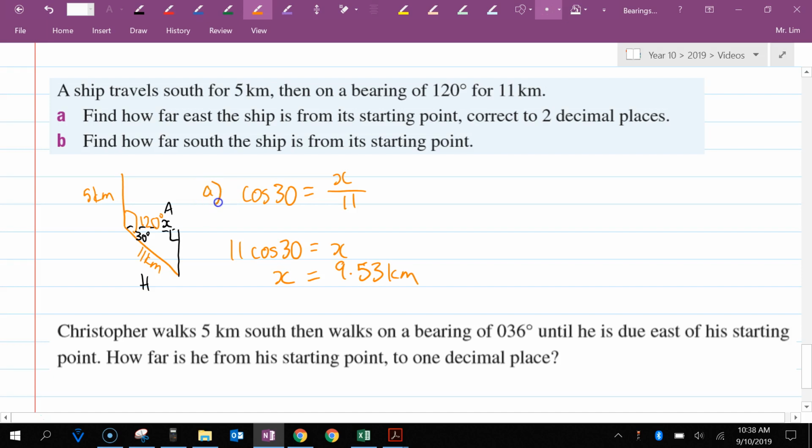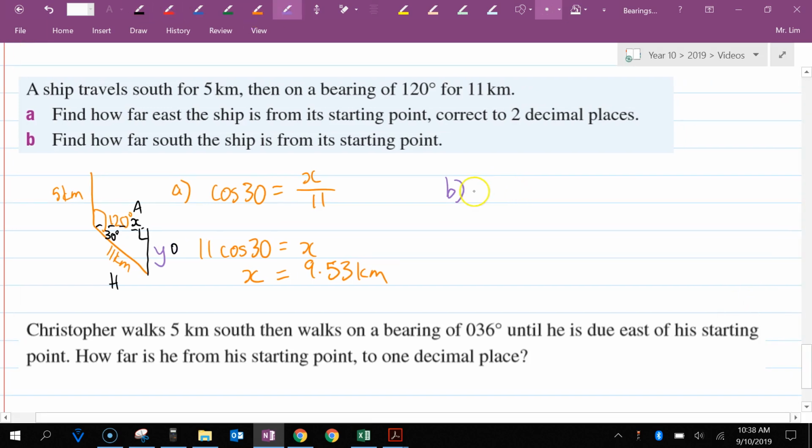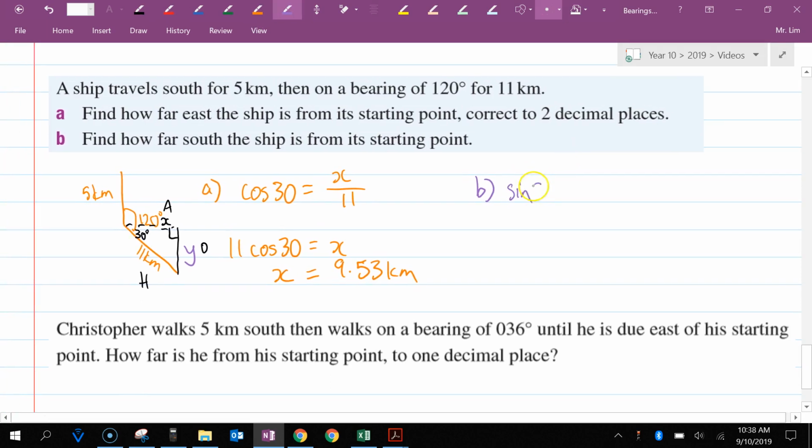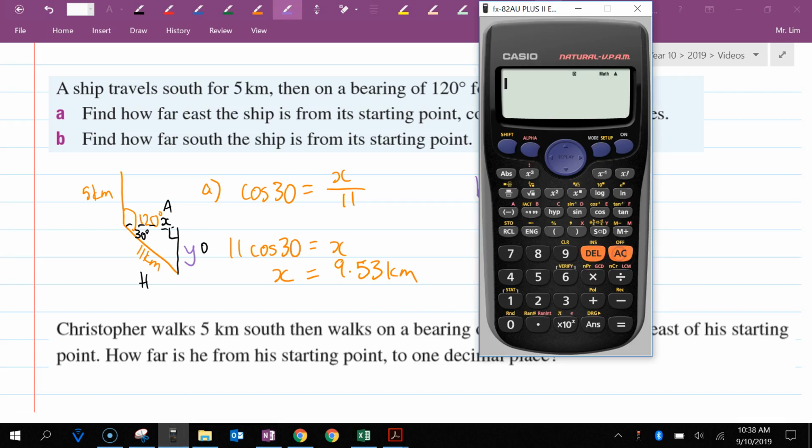Alright, so that's question A. Question B says, find how far south the ship is. So we need to work out what this is. Let's call that y. So we've got the hypotenuse. We can label this one opposite. Therefore, we've got sine. Sine of the angle 30 degrees is equal to opposite over hypotenuse. Therefore, bring that out to the front. 11 sine 30 is equal to y. So y is equal to 5.5.